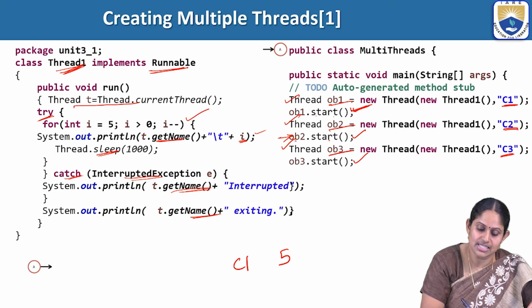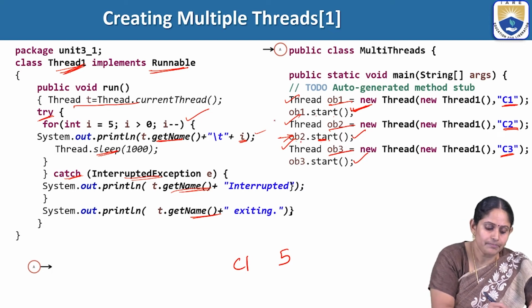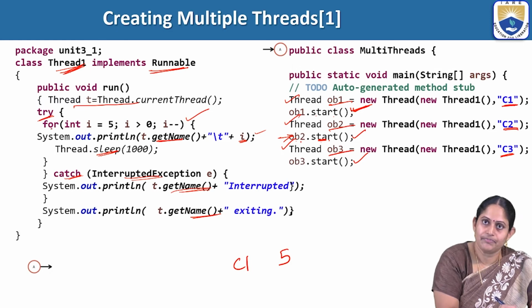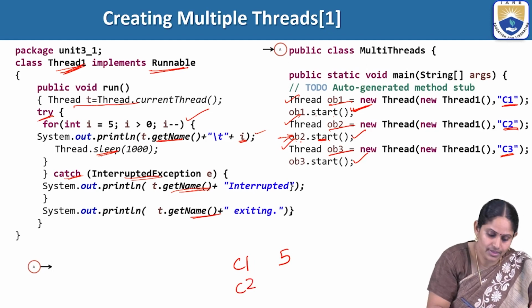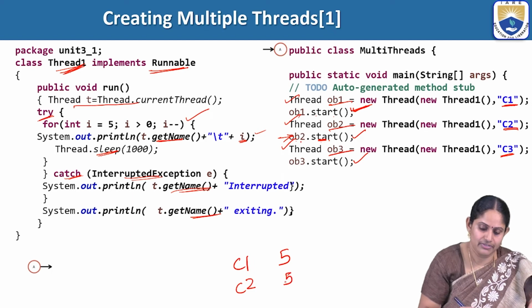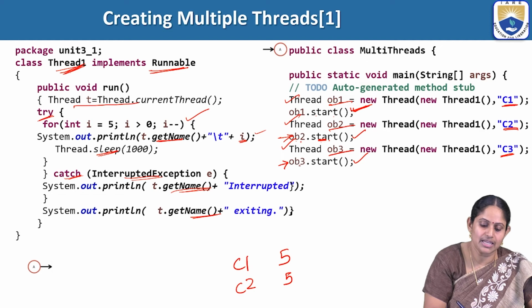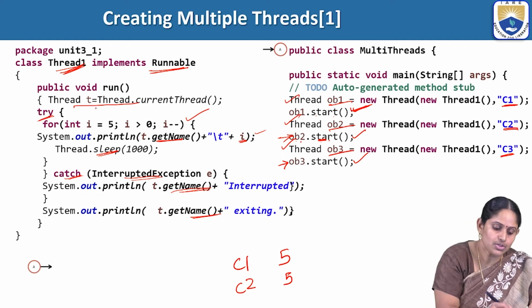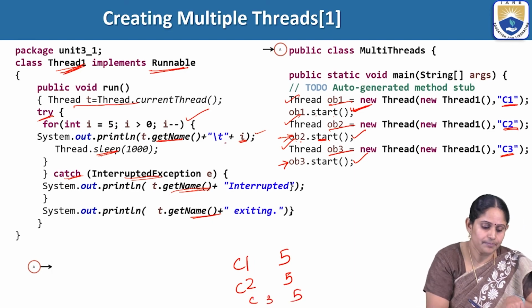So on the second object, second thread, we are calling the start method. So what will happen? That will also come here, into its run method, and it will start executing the for loop. So you get C2, 5. Now the third object is being created. So again, it will start executing, and you will get C3, 5.